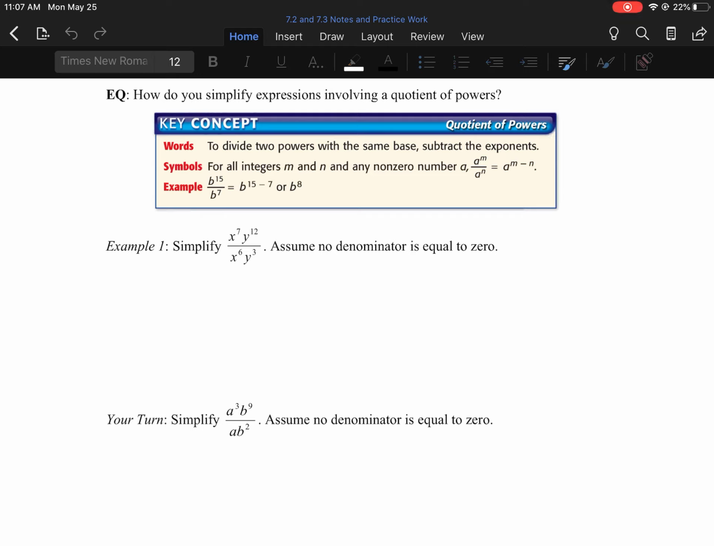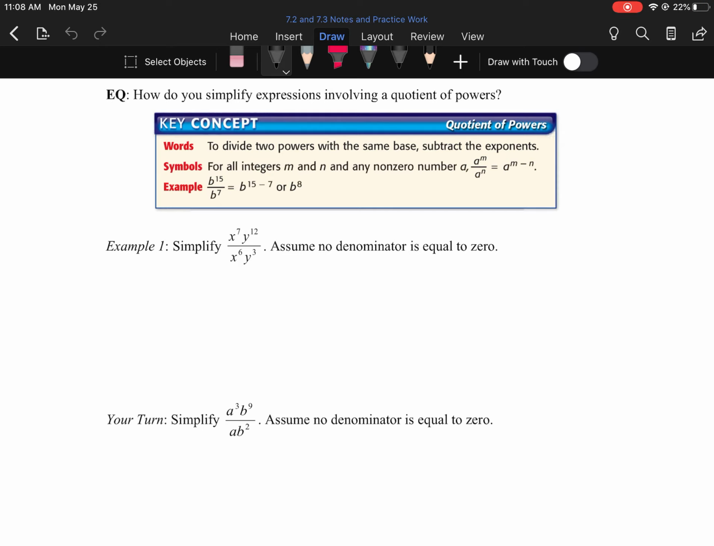Our first key concept says when we divide two powers with the same base, we subtract the exponents. If you think about it, when we multiplied, we added. When we divide, we subtract.